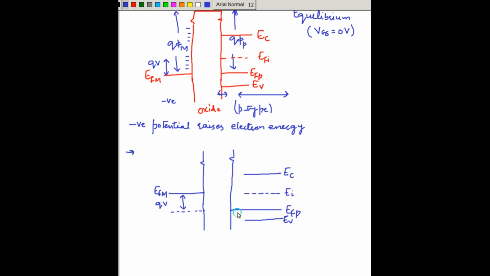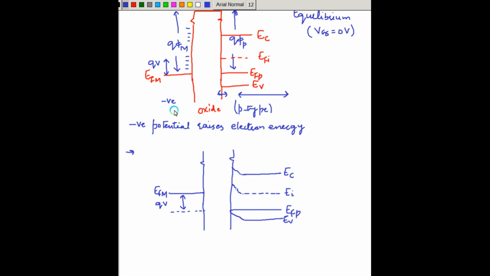More of a p-type means the Fermi level here is much closer to the valence band, so the valence band will bend upwards like this. It will move closer to the Fermi level. EI will bend upwards and EC will bend upwards, okay, along this portion.